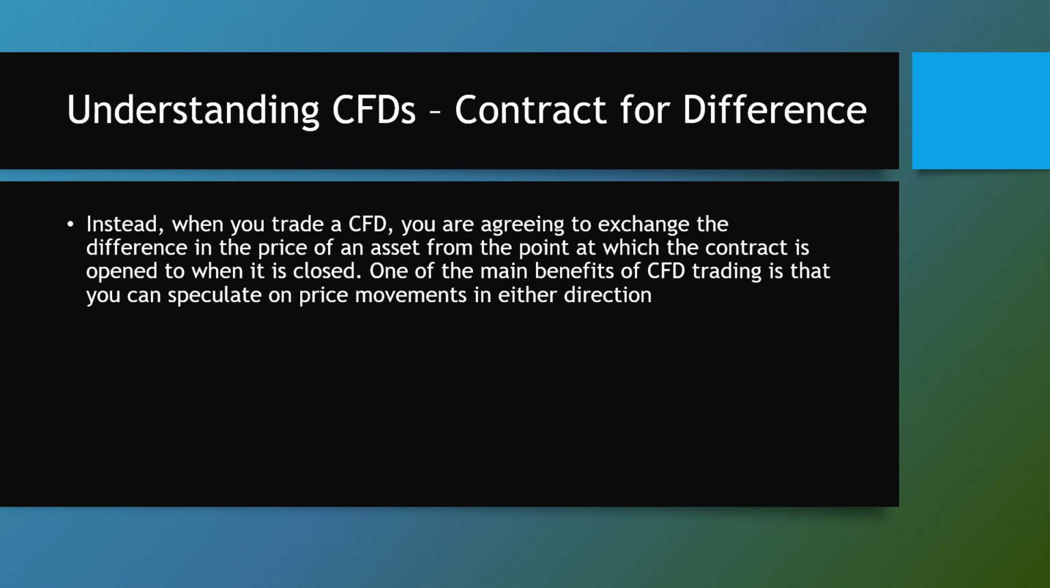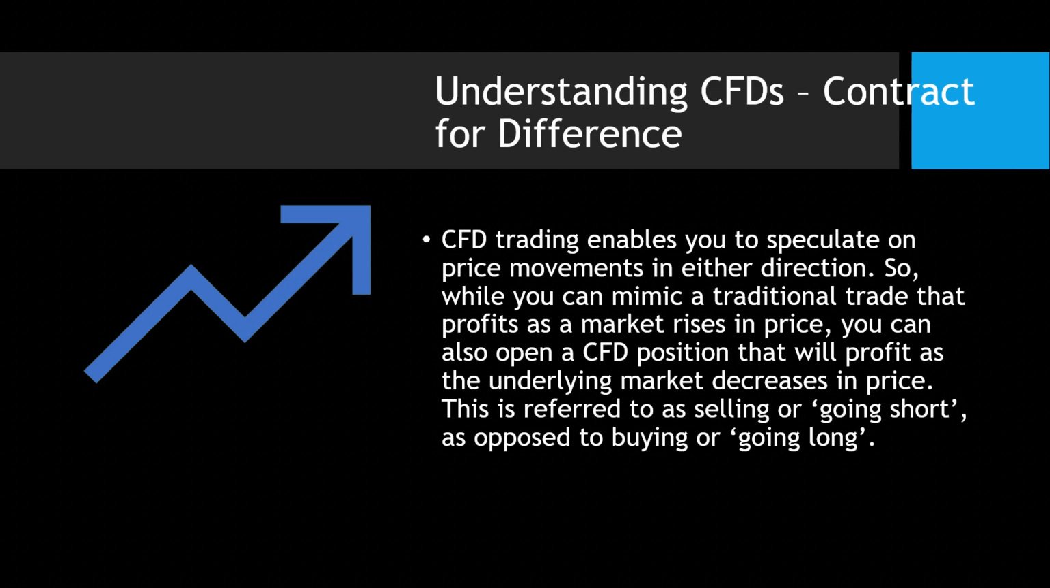Instead, when you trade a CFD, you're agreeing to exchange the difference in the price of an asset at the point at which the contract is open and when it is closed. See, with CFDs and most derivatives, because you're not taking ownership, you're not really concerned with the value of a company. You're not really concerned with the value of the orange juice. You're not really concerned with where the euro is going to be based on the economy next year. What you're concerned about is only the movement, or the short-term movement, of a particular asset. So CFD trading enables you to speculate on price movements in either direction.